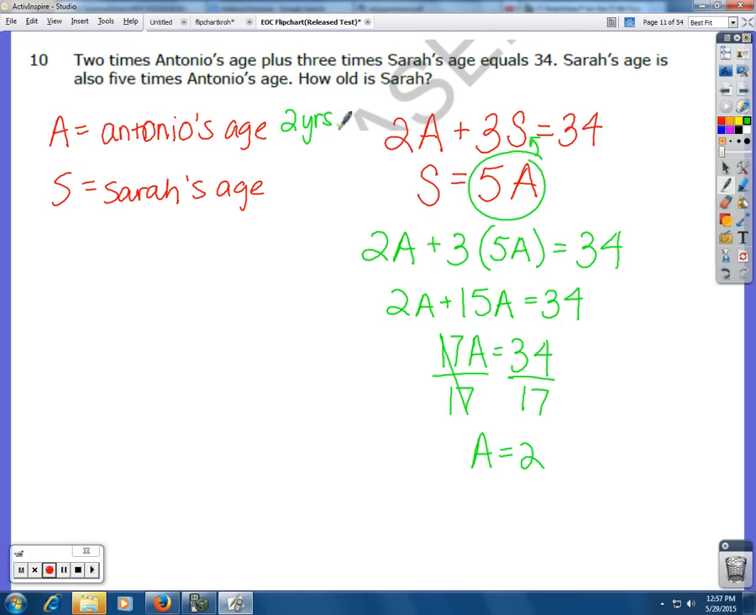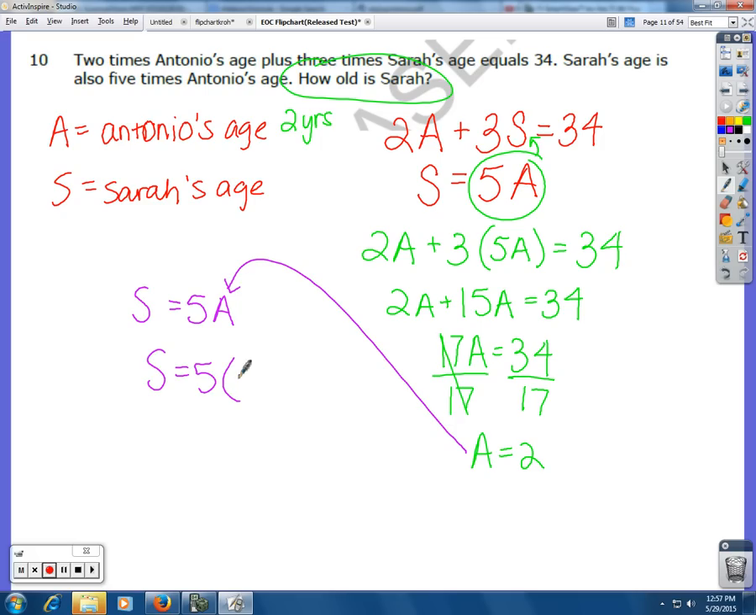Okay? Now our question said, though, how old is Sarah? So we're going to take Antonio's age and plug it back into one of those equations. It doesn't matter which one. I'm going to use the second equation because that one's the simplest. Okay, so I'm going to take 2 and plug it in for a. So that means that Sarah would be 10 years old.